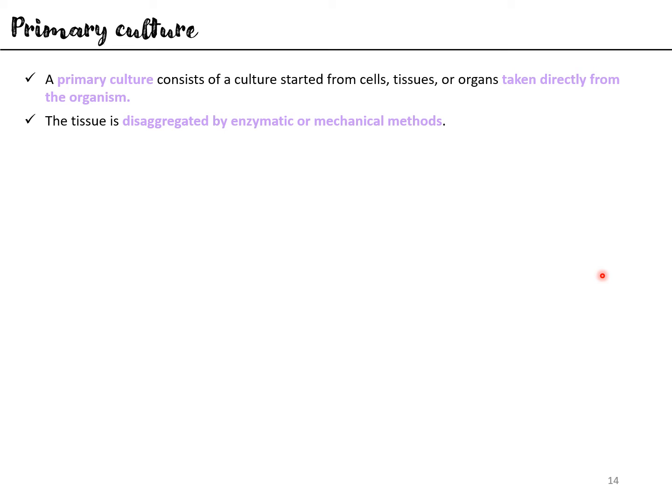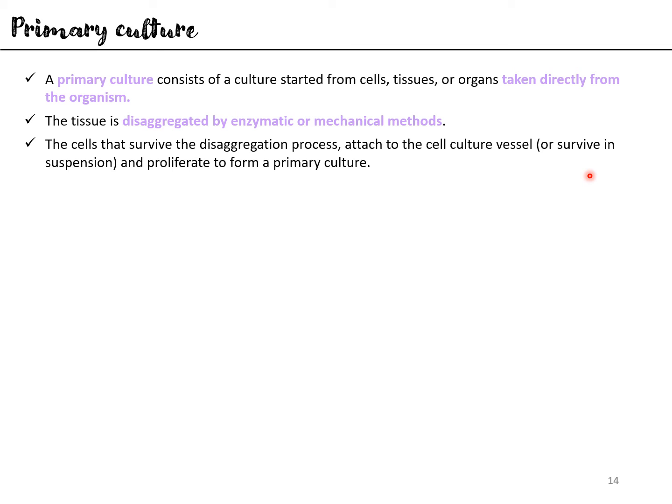The tissue is disaggregated or separated by enzymatic or mechanical methods. Again, I would say that enzymatic methods are preferred over the mechanical ones because of their less harshness. The cells that survive this disaggregation process will attach to the cell culture vessel or survive in suspension depending upon their characteristic nature and proliferate to form a primary culture.